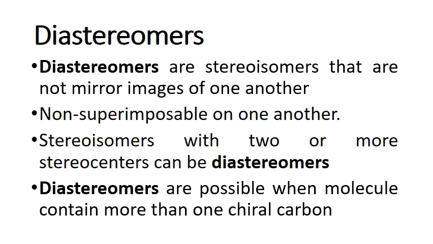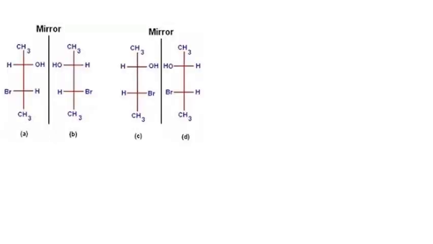Diastereomers are possible when molecules contain more than one chiral carbon. You see here, these molecules all contain two chiral carbons. They are isomers. This is one chiral carbon, CH3CH. This is another chiral carbon. So these A and B are mirror images of each other, so they are enantiomers.